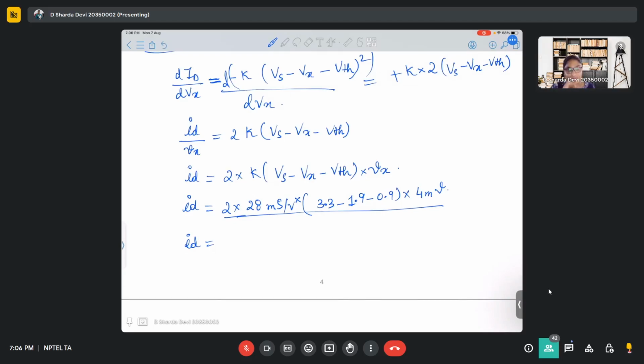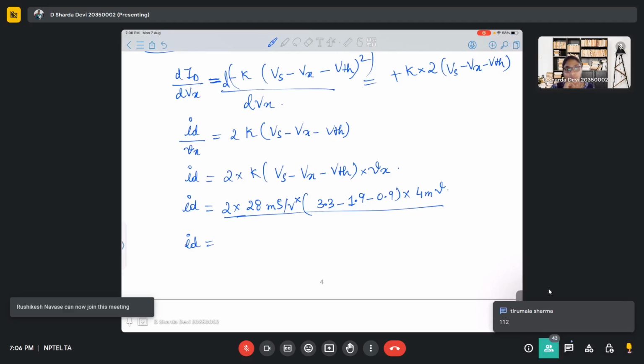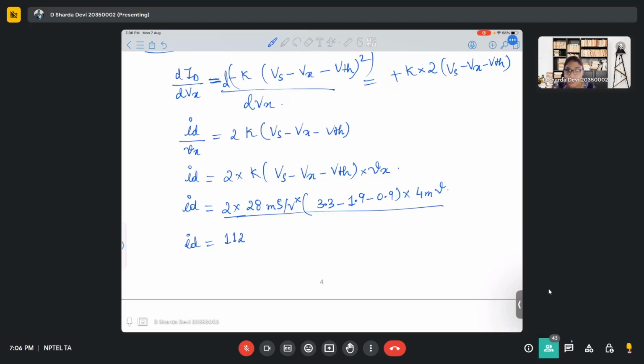What is the value? It's 112 microamps. 112 micro? Micro. Are you sure? Yeah. Okay, recheck. Yes, yes, it is microamps.